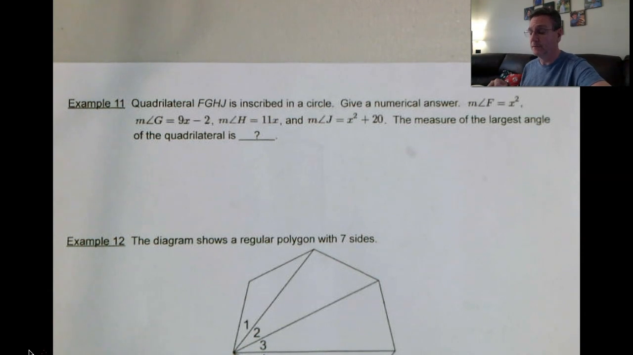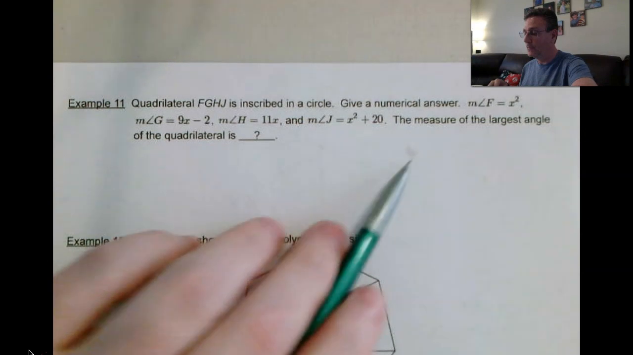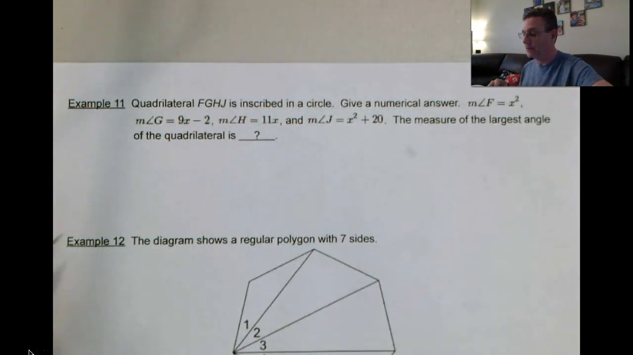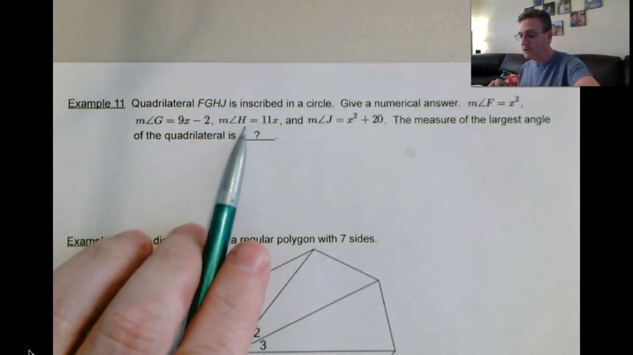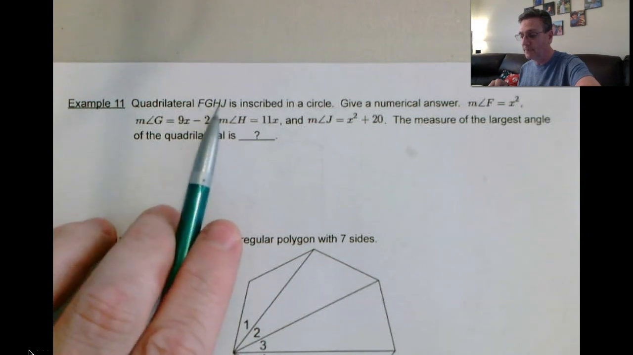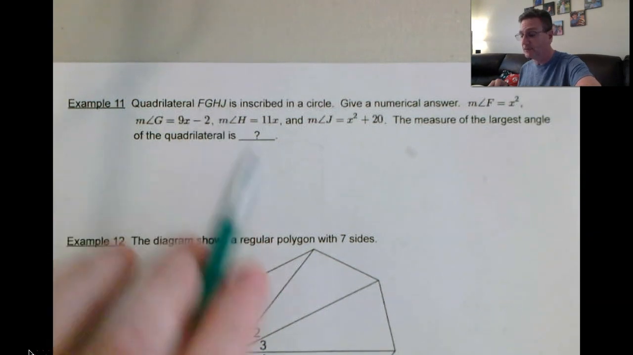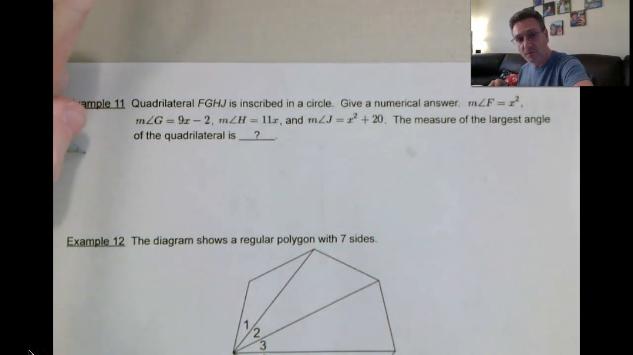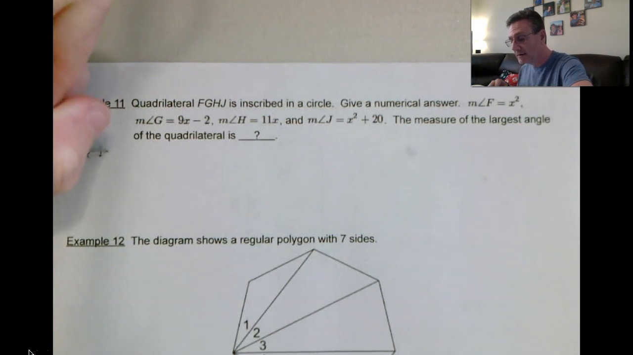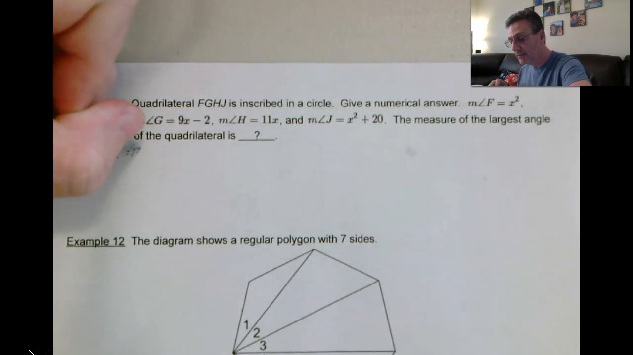There are three different equations that you can come up with that are going to give you the correct value of x, which will then lead you to find the measure of the largest angle. So what are the three different equations? Angle F and angle H are opposite angles. Angle G and angle J are opposite angles. So angle F and angle H have to be supplementary. So x squared plus 11x has to equal 180 degrees.